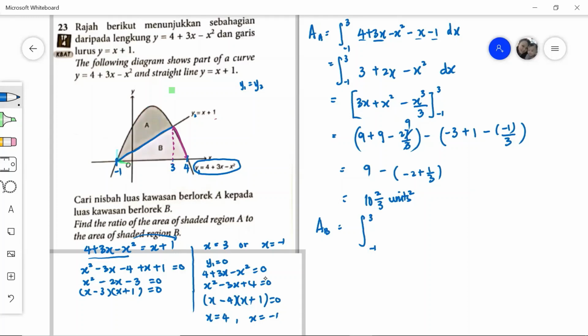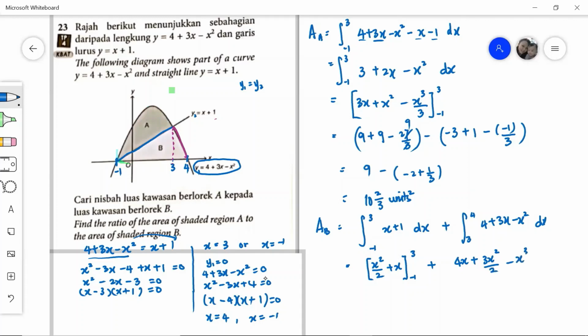For the linear graph, actually, we can use the formula of a triangle, but never mind, just using integration will do. So we integrate x plus 1 dx, and then we add the integral from 3 to 4 of the curve. The curve is 4 plus 3x minus x squared dx. So over here, we have x squared over 2 plus x, integrated from negative 1 to 3, plus 4x plus 3x squared over 2 minus x cubed over 3, from 3 to 4.